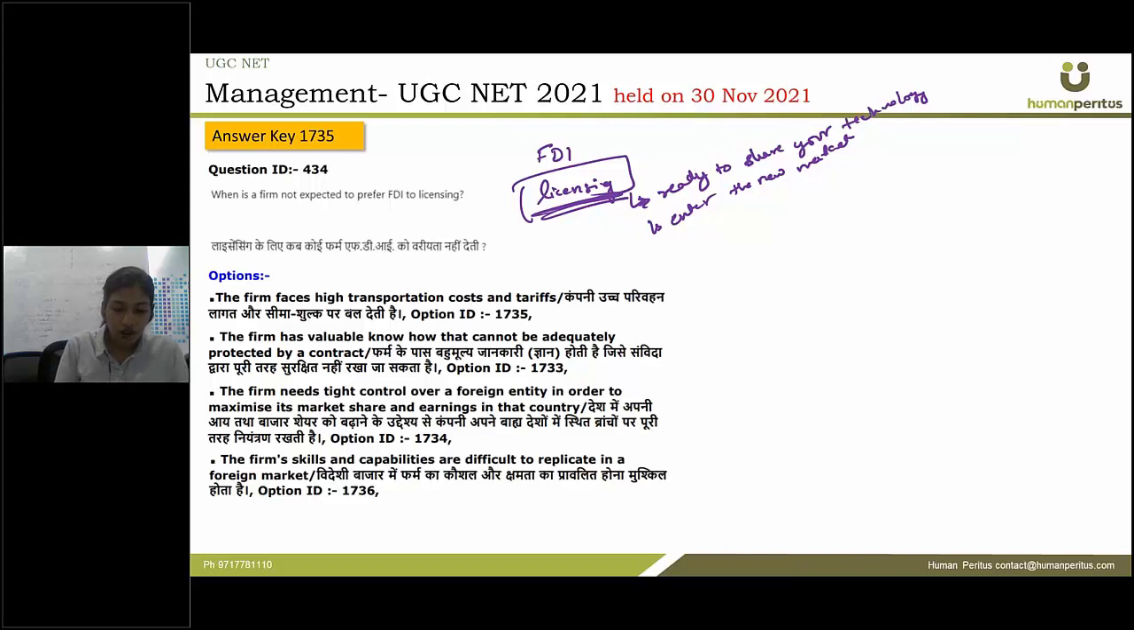So let's see, the firm faces higher transportation cost and tariff. Let's start with the last option first. The firm's skills and capabilities are difficult to replicate in a foreign market. If the firm's skills or capabilities are difficult to replicate, that means when they do the licensing, the country in which they are licensing will not be able to replicate their technology and their product will not be at the best efficiency. So that's why you will go for FDI, where you will have full control and you can manage or control the production of the product.